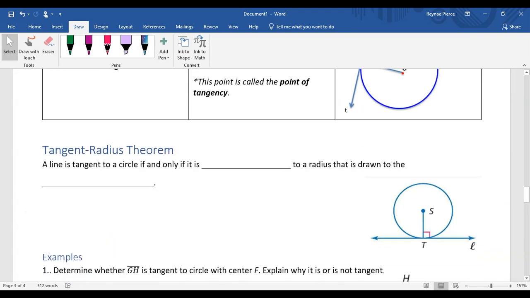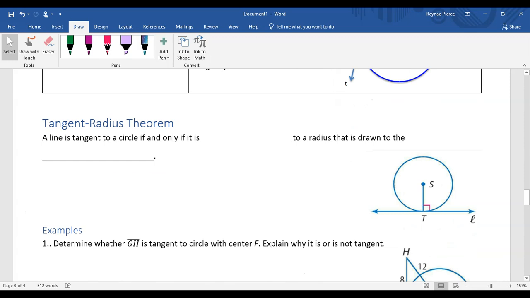A couple theorems we're going to talk about. The first one is the tangent radius theorem, and it says that a line is tangent to a circle if and only if it is perpendicular to the radius that is drawn to the point of tangency.